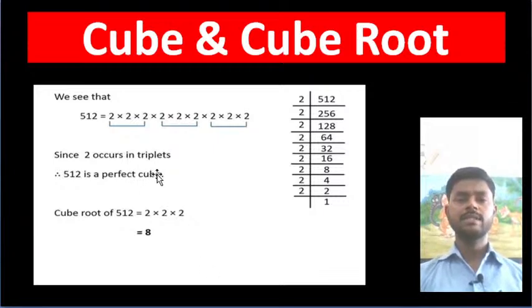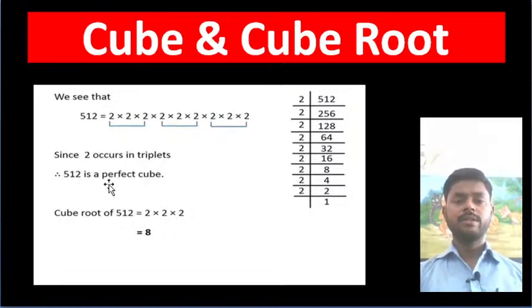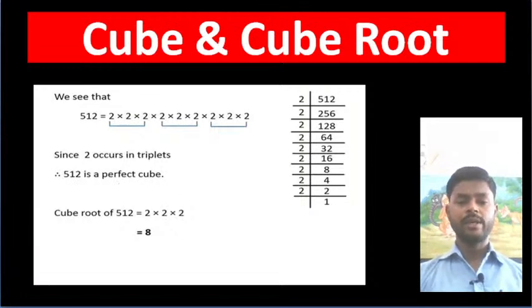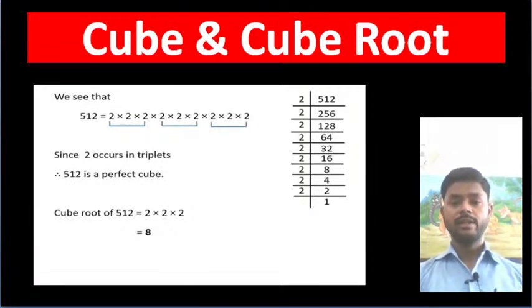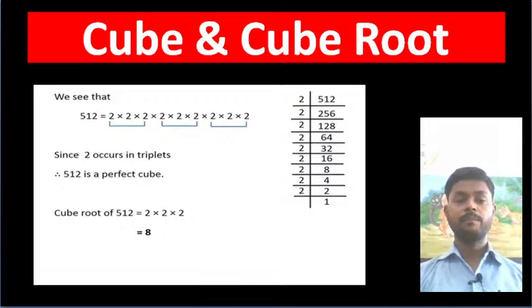Since 2 occurs in triplets, it means 3 times. So we can easily say that 512 is a perfect cube. We have already known a number will be a perfect cube if the prime factors occur in triplets. It means in the pair of 3. So here 512 is a perfect cube.